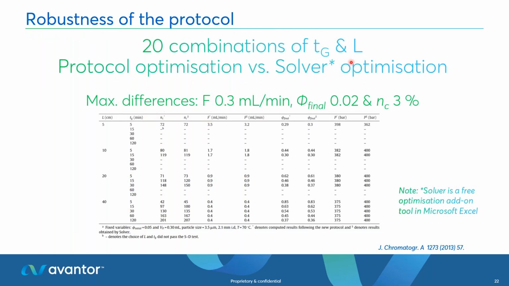And you can see with 20 different tests and combinations of gradient time and length, it's very trivial, the differences between the decision tree and the computational approach, a peak capacity difference of 3%. So we were very happy. The maximum differences in velocity and phi final are very small, and the peak capacity difference very small. So we were very confident that the robustness of the protocol will serve you well whenever you have a new small molecule sample of interest. When that changes, just follow that decision tree again.